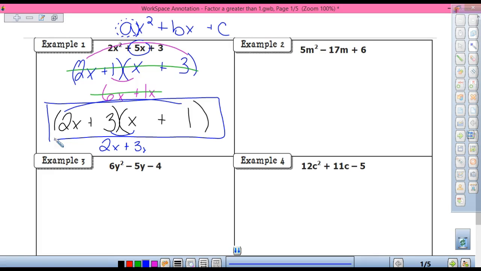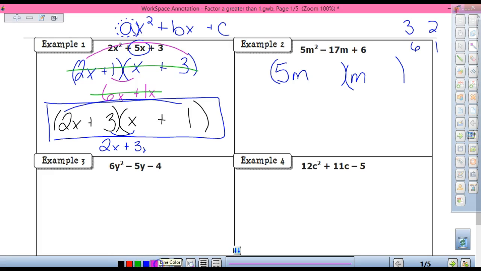Okay, so in example 2, how am I getting to 5m? 5m and m. Okay. What are my possibilities to getting to 6? 3 and 2 and 6 and 1. Right? Those are my pairings right now. So now we got to decide which one it's going to be.